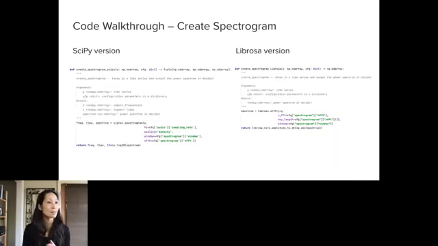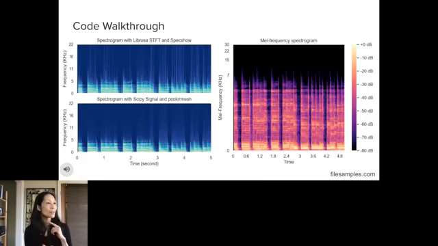And here's an example. The one on the upper left corner is using Librosa, and the one on the lower left corner is using SciPy. If you can tell, it's kind of similar, with very little difference. If I were to make sure all the parameters are the same, they would probably look a lot more similar. So here's the sound that I'll play for you.